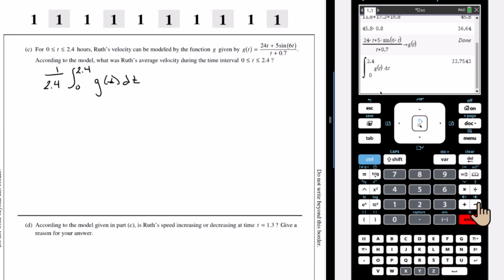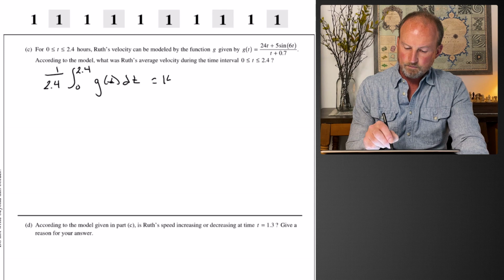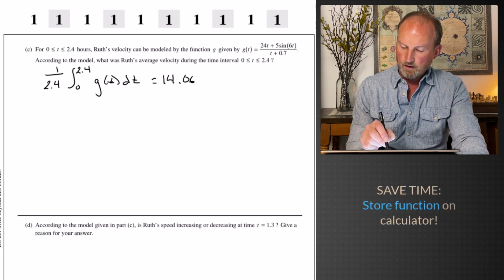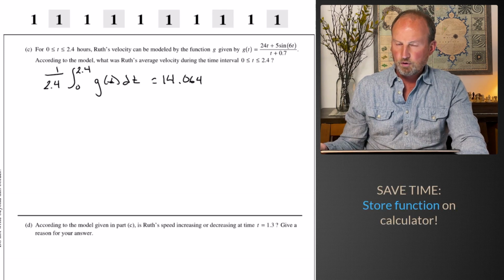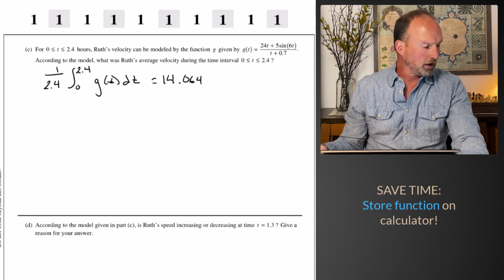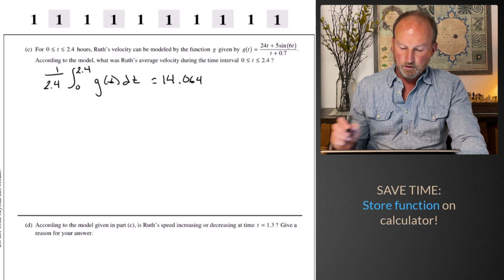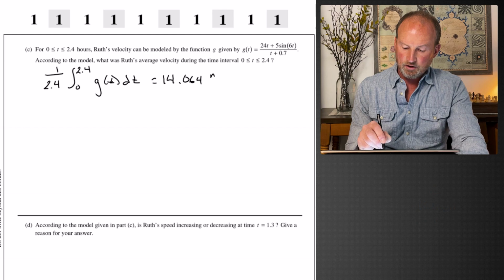Divide that by 2.4 because it's average value. And I get my final answer of 14.06. To 3 decimal places, 14.064. Double check that's good. Yep, my units: average velocity, miles per hour.